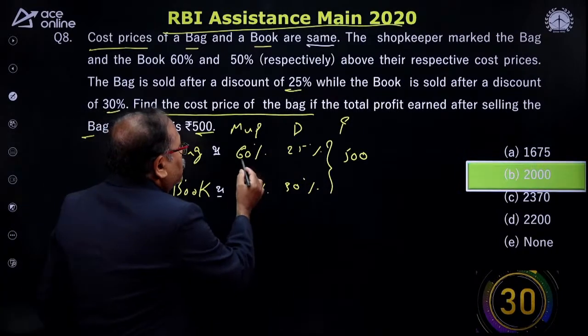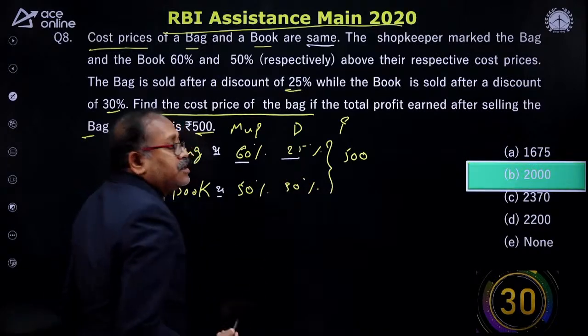Okay, what is the profit over here? 60% and 25%.